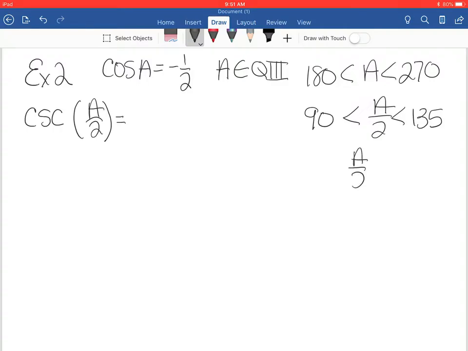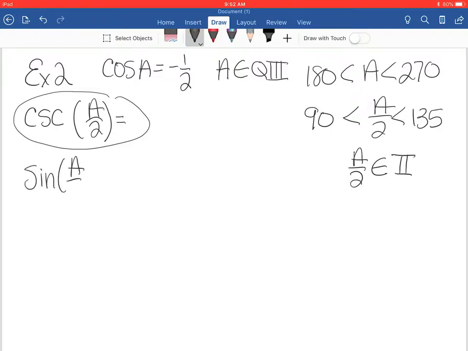So I know that angle A over 2 is in the second quadrant. Since we're trying to find the cosecant of angle A over 2, I know that's going to be a positive value. Now we don't have a formula for cosecant of A over 2, so what we're going to do is find the sine of A over 2 and then take the reciprocal, because sine and cosecant are reciprocals. So I'm going to find the sine of A over 2. I'm going to use the positive square root because A over 2 is in the second quadrant and sine is positive in the second quadrant.